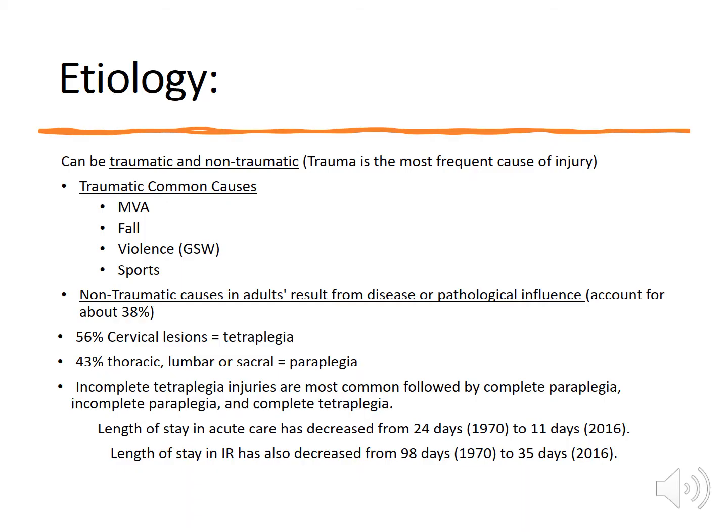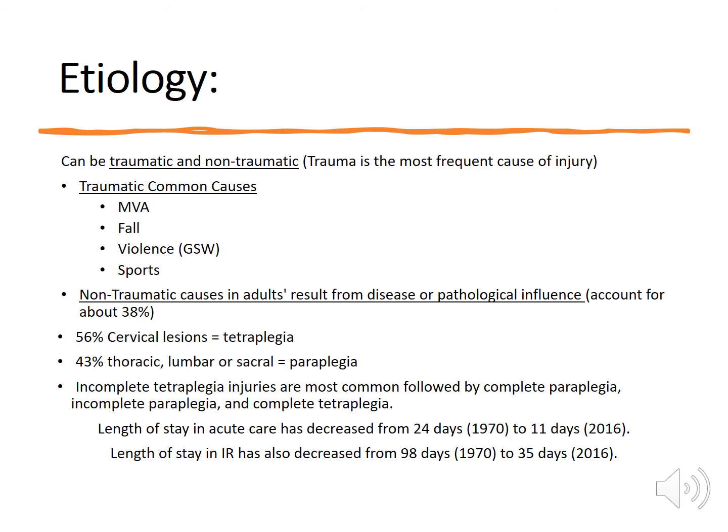As I discussed a couple slides back, the etiology or the cause of this can be traumatic and non-traumatic. Trauma is the most frequent cause of injury. These traumatic spinal cord injuries are secondary to motor vehicle accidents, motorcycle accidents, falls, violence, or like I said before, gunshot wounds or stab wounds. GSW stands for gunshot wounds, or it can be a sports injury. The non-traumatic causes in adults result from disease or pathological influence, and this accounts for about 38% of spinal cord injuries.